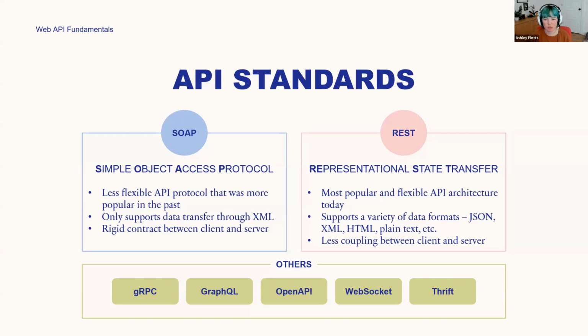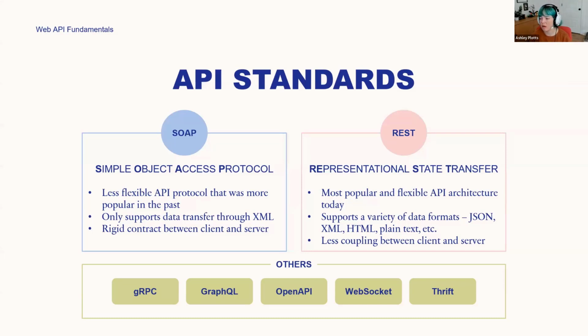gRPC specifically was originally created by Google, and it's open source now, but it uses something called protocol buffers as the data format. And that is a little more performant than using JSON or XML. So gRPC is a little more performant than the other two. Then there's things like GraphQL, which was originally by Facebook. It's an API query language that allows you to query for only very specific information that you need from an API.